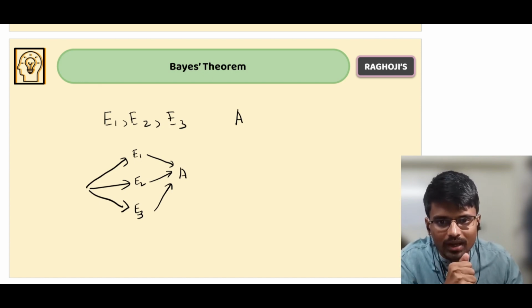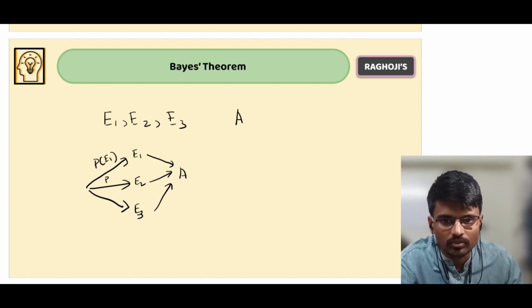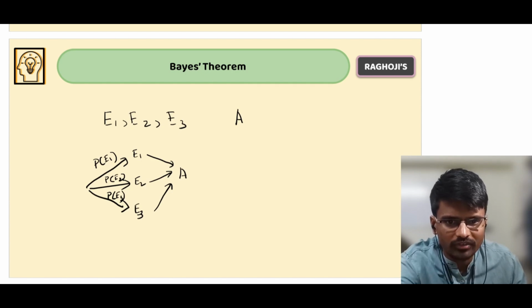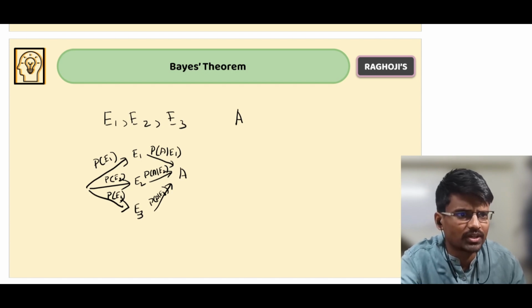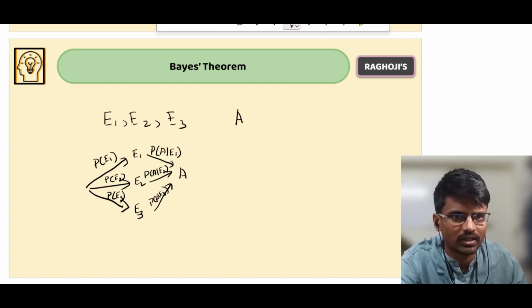Then this arrow will correspond to P of E1. This arrow will correspond to P of E2, and this arrow will correspond to P of E3. And the next arrows will correspond to probability of A when E1 has occurred, probability of A when E2 has occurred, and this one will be probability of A when E3 has occurred. Okay. So yeah, half of the question is done.